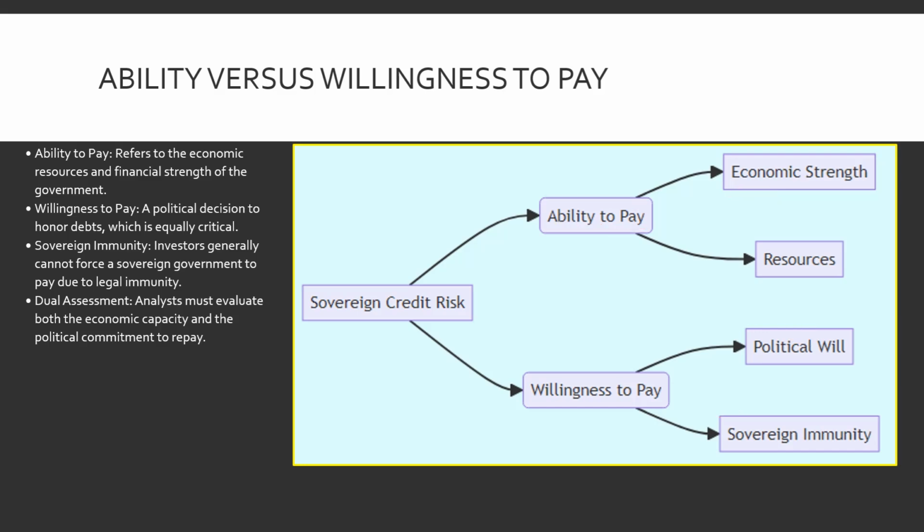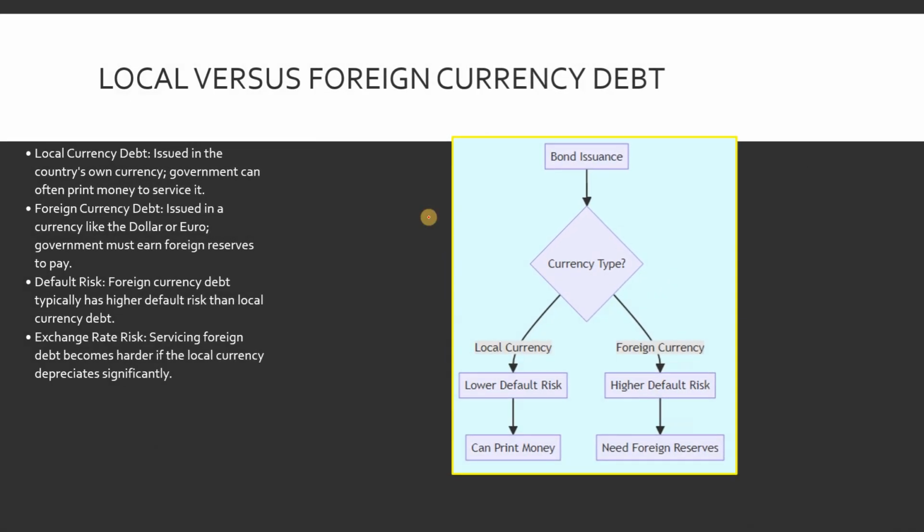Local versus foreign currency debt. The currency in which a bond is issued drastically changes its risk profile. Local currency debt is issued in the country's own currency. This is generally considered safer because a government can theoretically print more of its own money to service the debt.